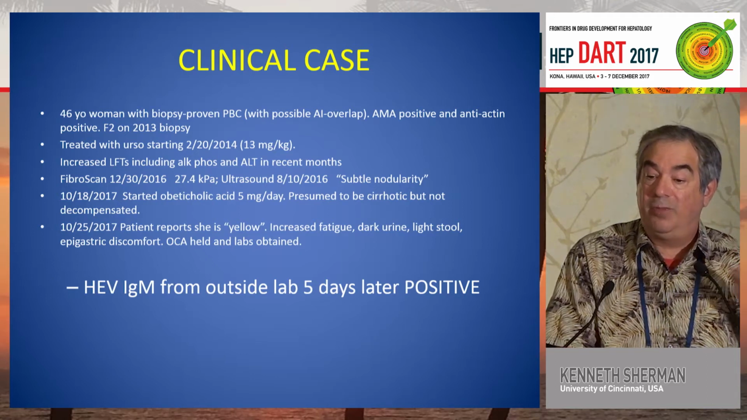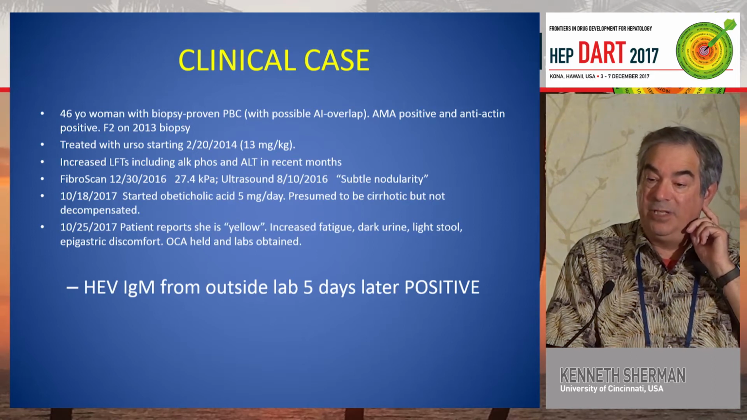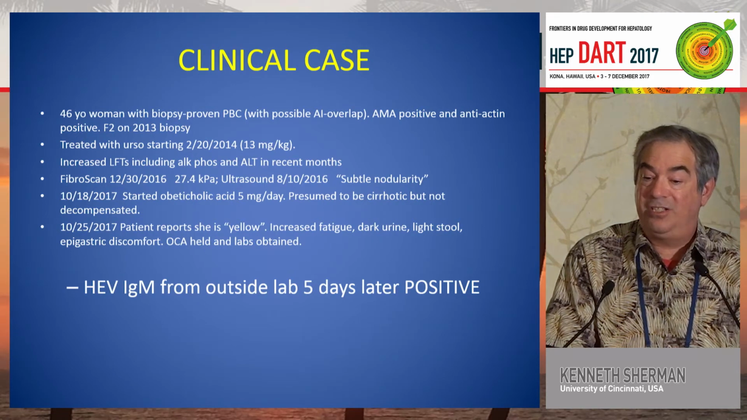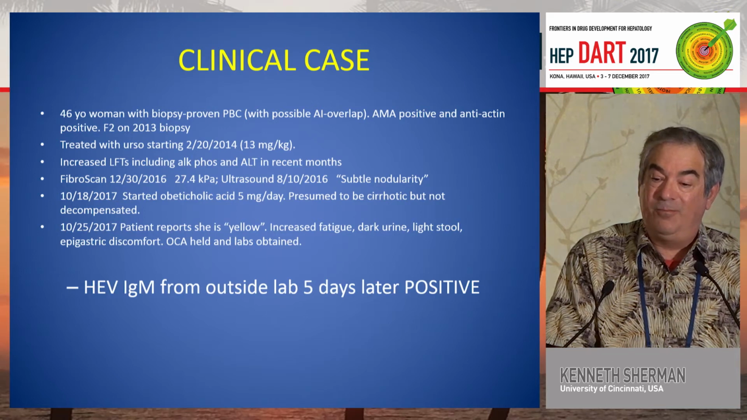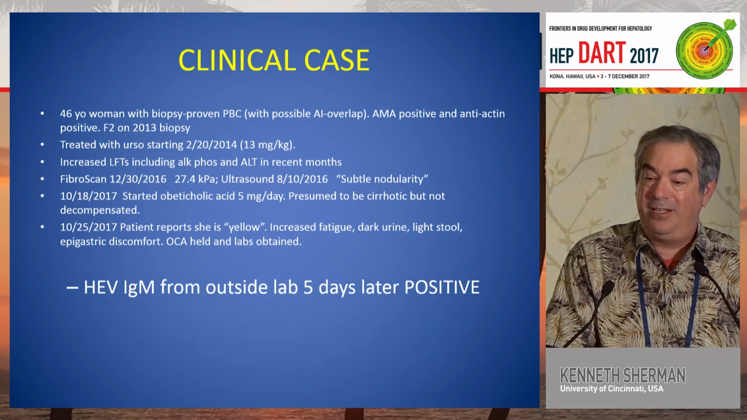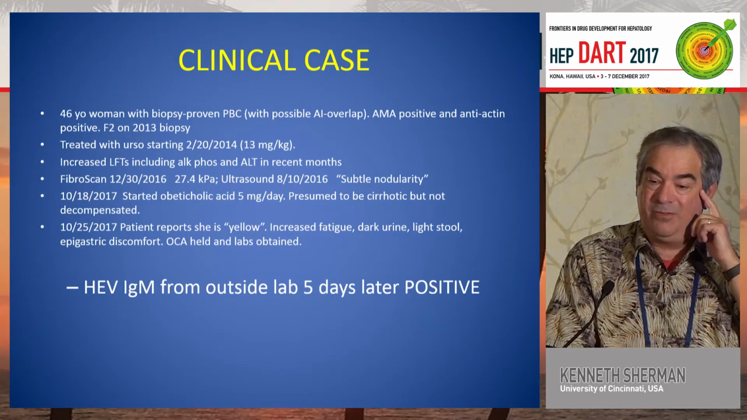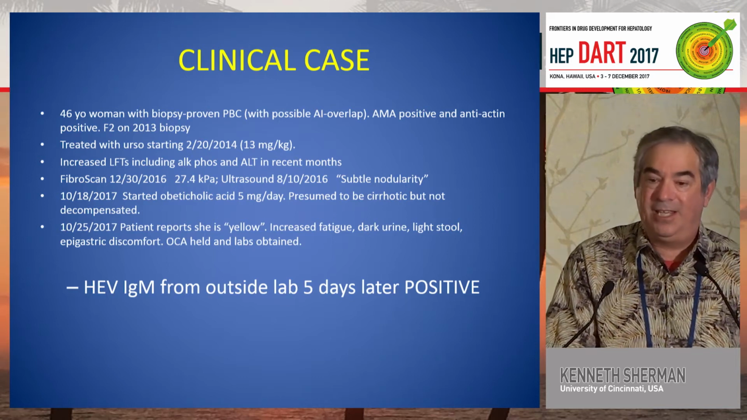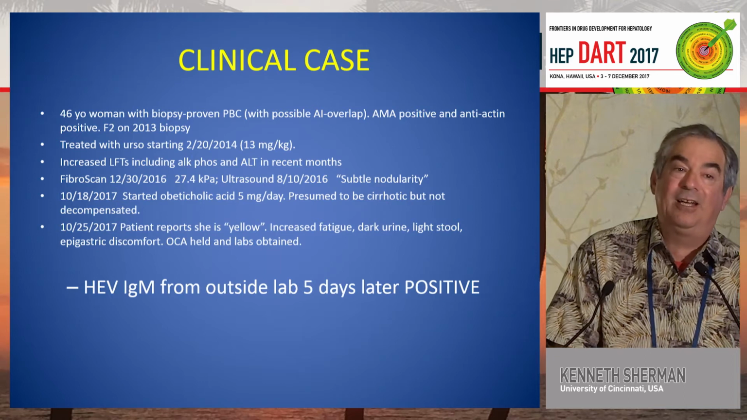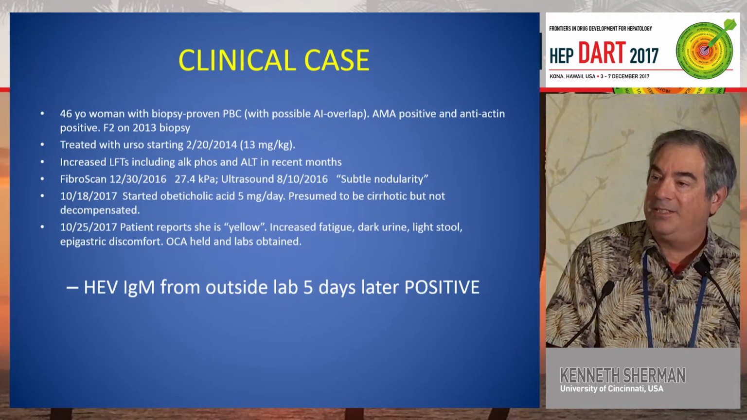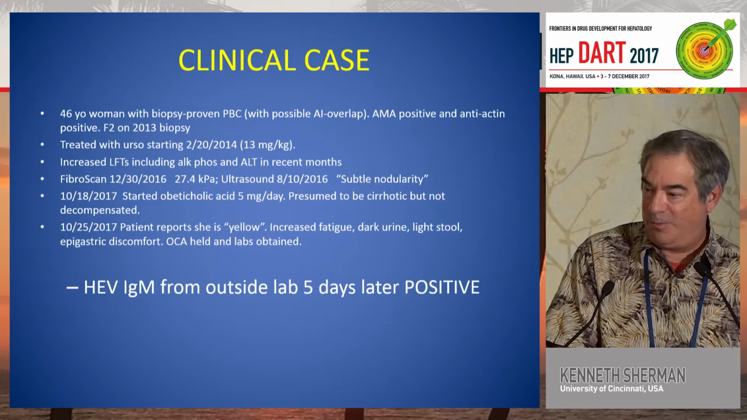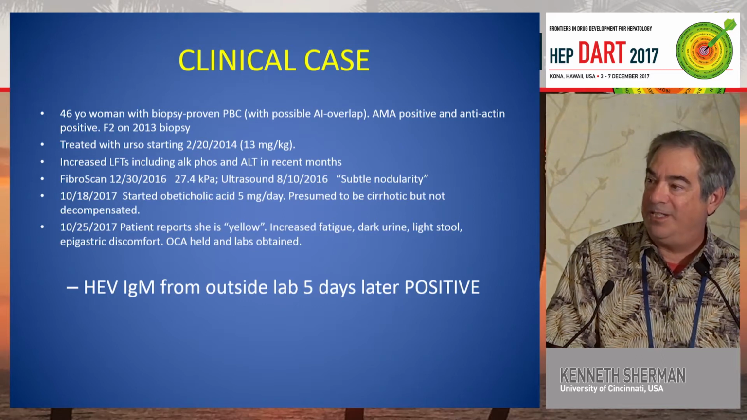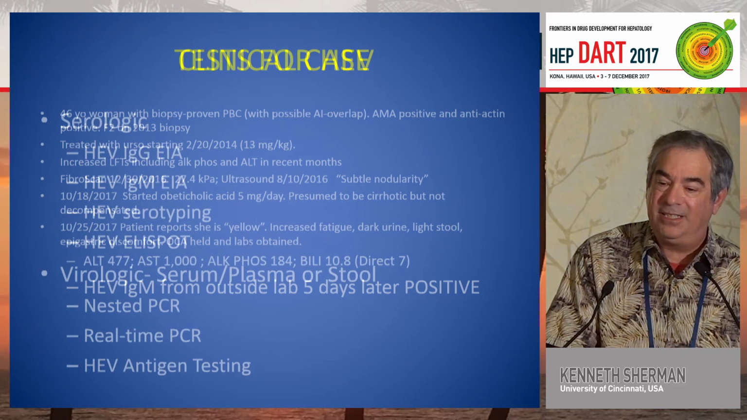She was started on obeticholic acid, but 6 days later said she's just not feeling well, and we brought her in. She was clearly jaundiced, severely fatigued, with epigastric discomfort. We held the obeticholic acid. We sent off a variety of tests. The Hep E IgM from an outside lab 5 days later came back positive. I got a frantic call from her primary care physician saying, "What is this and what are we going to do now?" We'll come back to that.